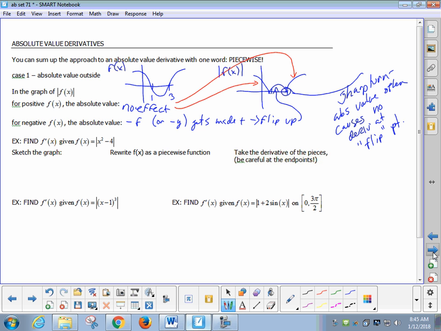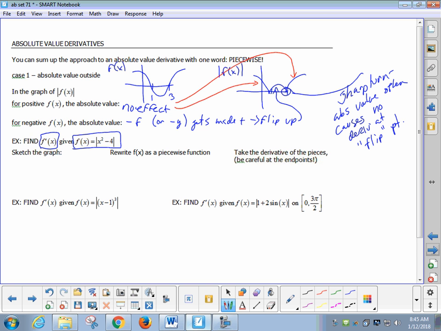That is going to be the lowest point of the graph. So if that's a critical number, it makes sense. So let me show you what a problem will look like. Say I gave you f of x is the absolute value of x squared minus 4, and I wanted you to find the derivative of that.